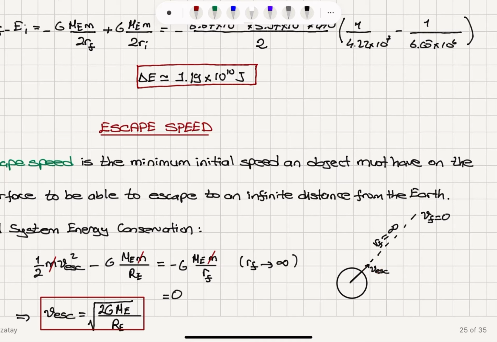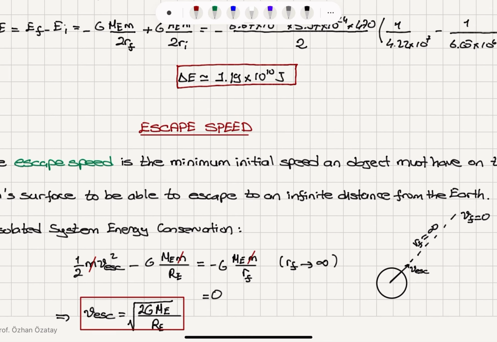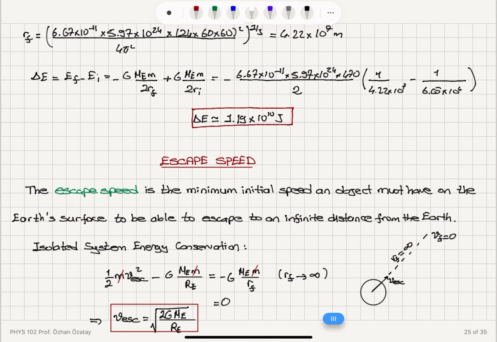It's the minimum speed I need to have to be able to make it to an infinite distance from the Earth with a final zero kinetic energy. And this calculation shows me that v escape is equal to the square root of 2 G m_E over r_E. So we can calculate this number to escape from the Earth.